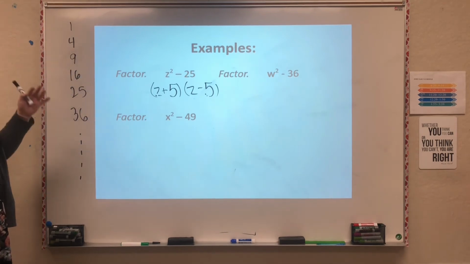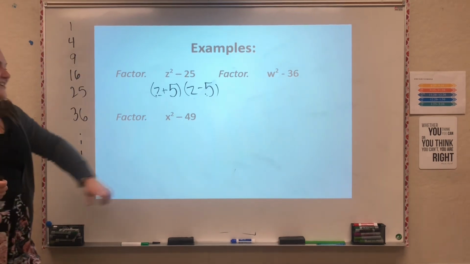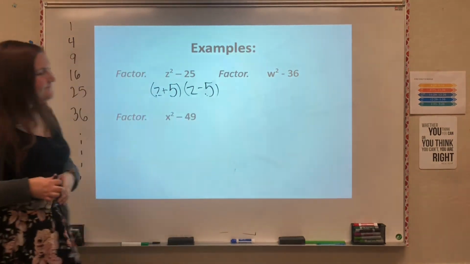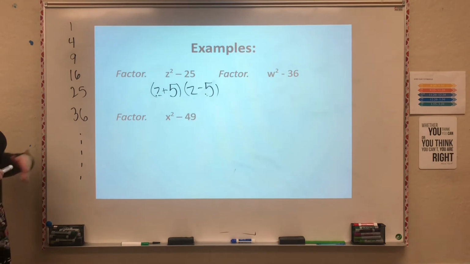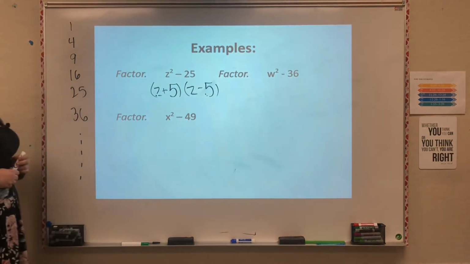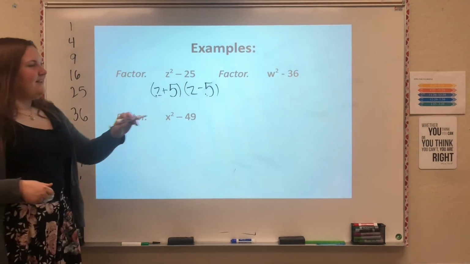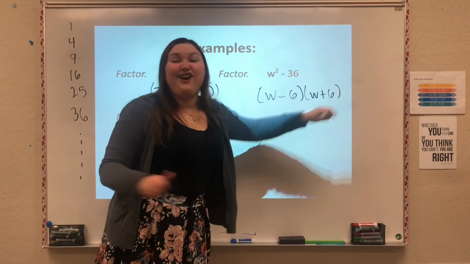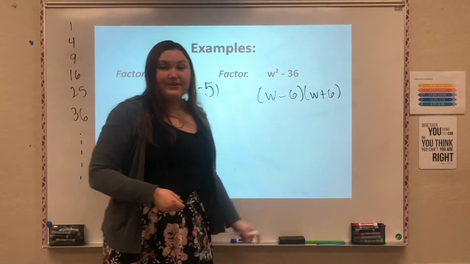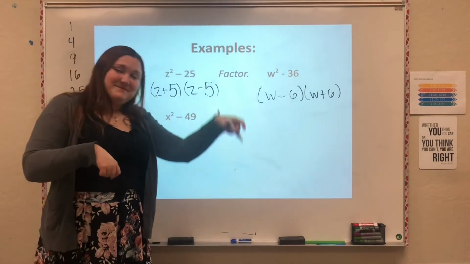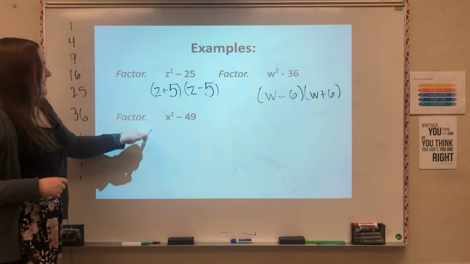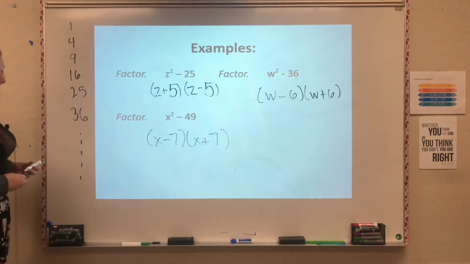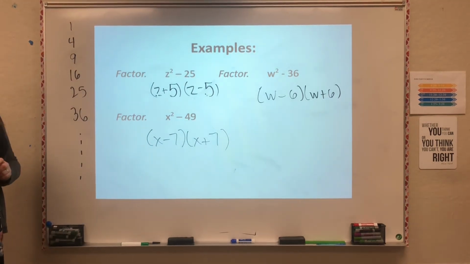So using all of this incredible knowledge you just gained, you're going to go ahead and factor these last two for me. Go ahead, pause the video, try this one. What about the other one? All right. This first one here would be w minus 6, w plus 6. Also, like we said earlier, it doesn't matter the order. So you could have w plus 6 times w minus 6. It's up to you. And then over here, you would want something like x minus 7 times x plus 7.